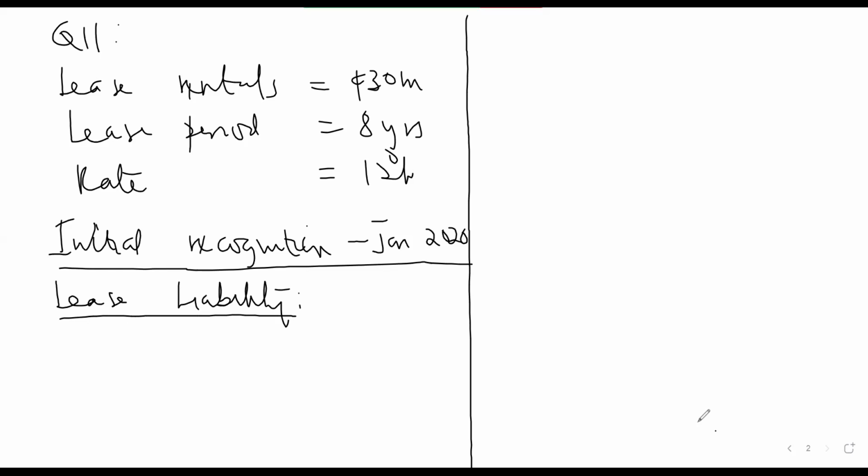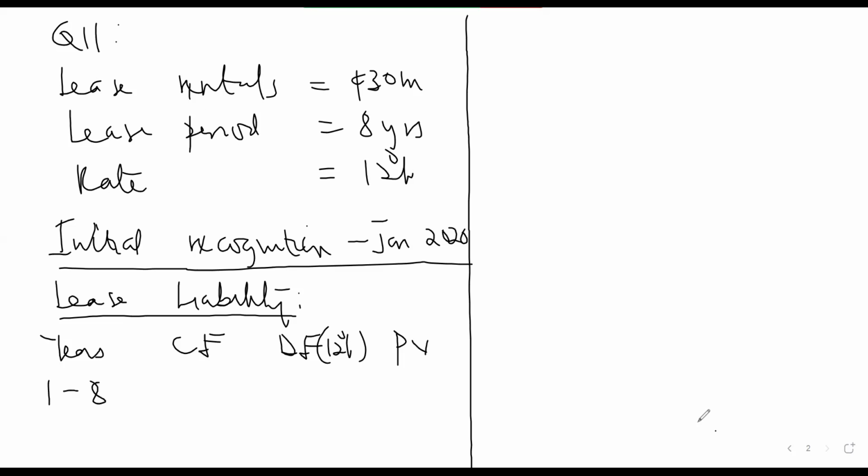So the initial recognition will still be the right of use and then the lease liability. So let's estimate our lease liability. We have years, we have the cash flow, we have the discount factor, then we have the present value. The discount factor will now be 12%. We are doing this for 8 years, which is in arrears. So we use annuity 1 to 8.